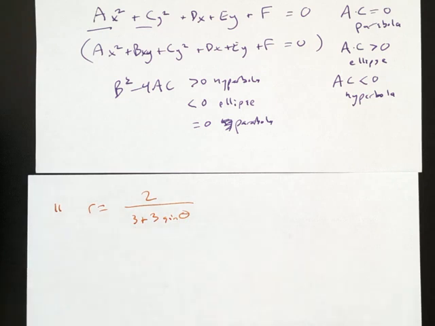So the first thing I need to figure out is what the eccentricity is, so I can tell you what kind of conic section we have. In order to find the eccentricity, what do I have to change?